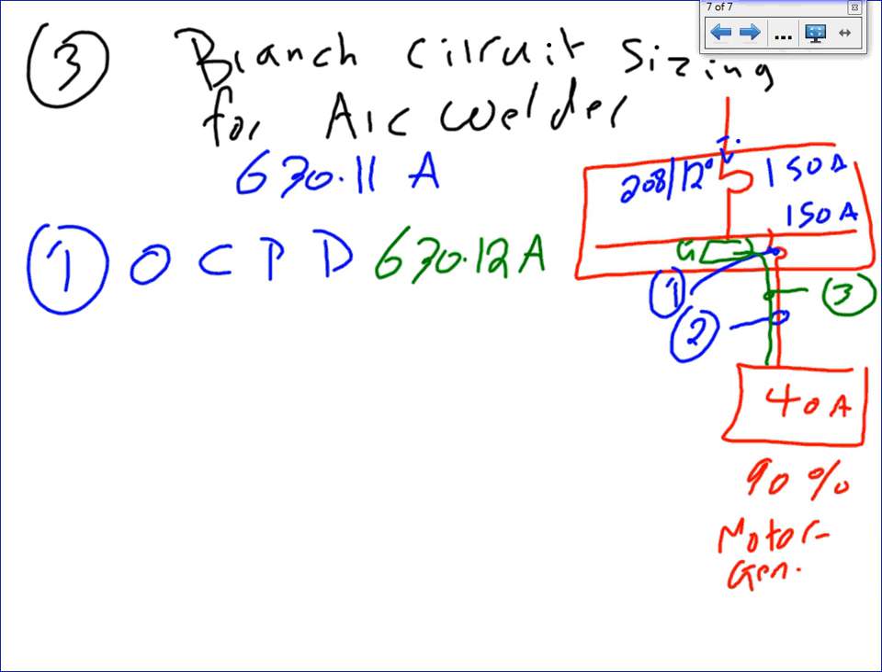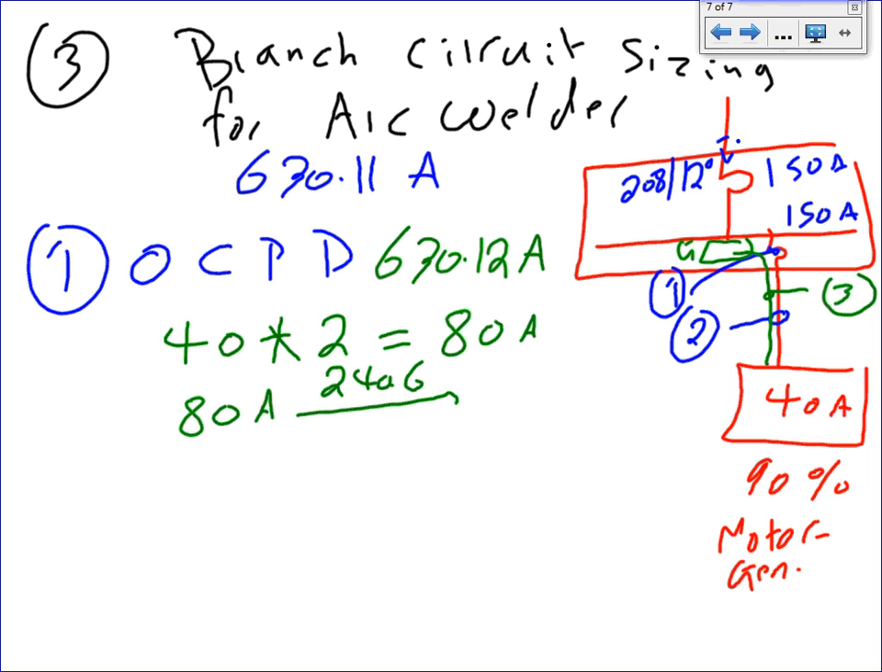Okay? I want to emphasize not more than. So if you end up with a non-standard value, what do you do? You go down, not more than. This is called the primary current of the welder, the 40. Let's take the 40, multiply it by 200%. What's 200%? 2. That will give me 80 amps.